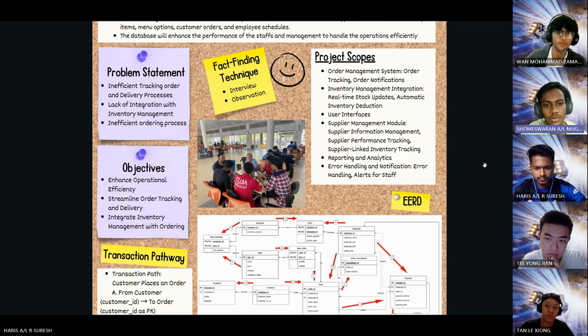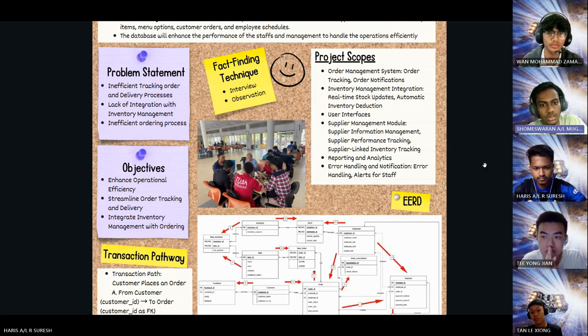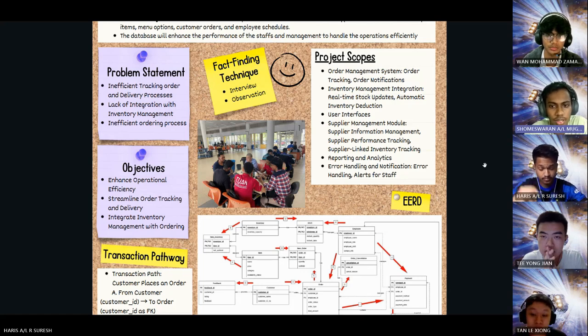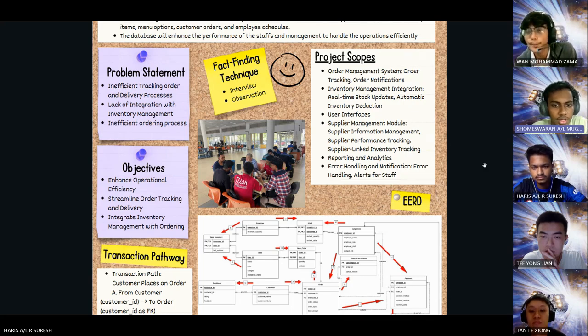The fourth one is supplier management module. This module will help with supplier information management, allowing the system to store and organize supplier details efficiently. It also includes supplier performance tracking to evaluate and manage supplier reliability. Lastly, it links supplier to inventory, enabling supplier inventory tracking for smoother supply chain operation. The fifth one is reporting and analytics. We will include tools for data reporting and analytics to provide valuable insight, identify trend, and support decision making.